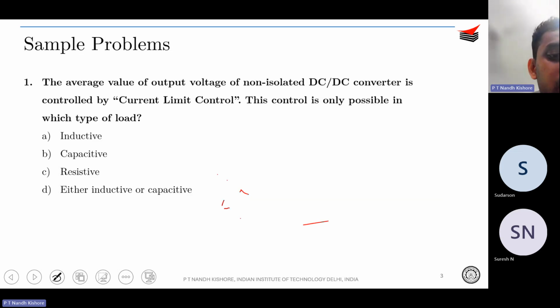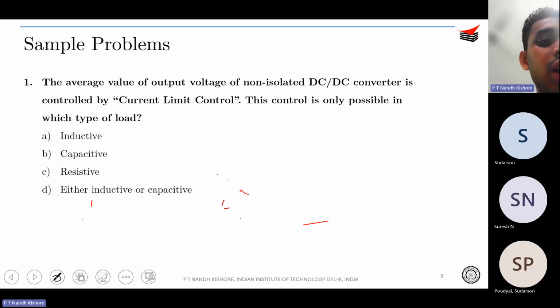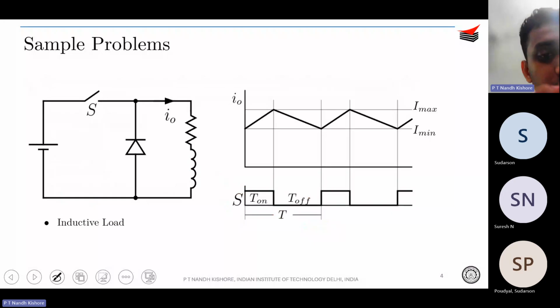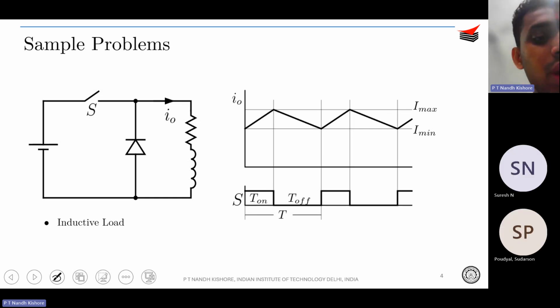Therefore, the answer to this question is A, inductive load, right? So if you have an inductor, obviously you can control the current. That's why we call it the current limit control, and it can be implemented only with an inductor. Say if you just have a resistor, you obviously know that the current through the resistor is going to follow the voltage across the resistor, correct? So the voltage across the resistor will be a switched waveform due to which the current through the resistor will also be switched. Okay.